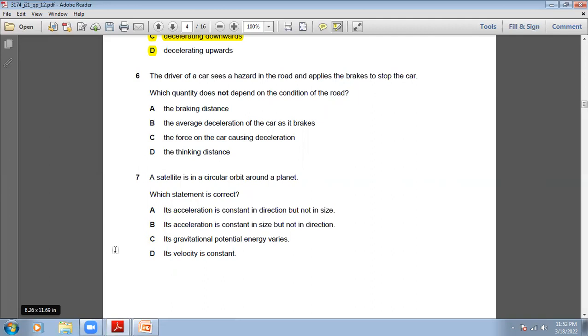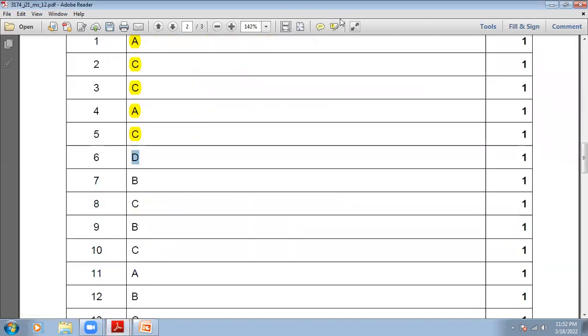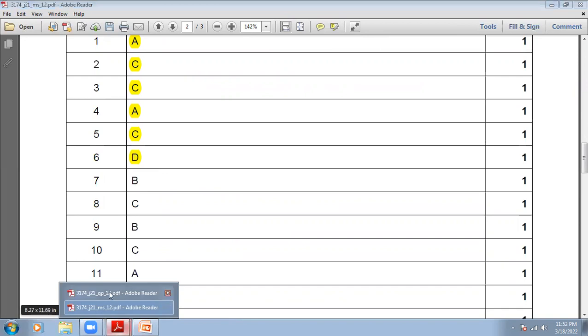So which quantity does not depend on the condition of the road? The braking distance, it depends. The average deceleration of the car as it brakes, so it depends upon that. The force on the car causing the deceleration, that also depends upon the condition of the road. The thinking distance, yes, the thinking distance only depends upon the driver. So I think D is the choice. Question number 6, D is the right choice.